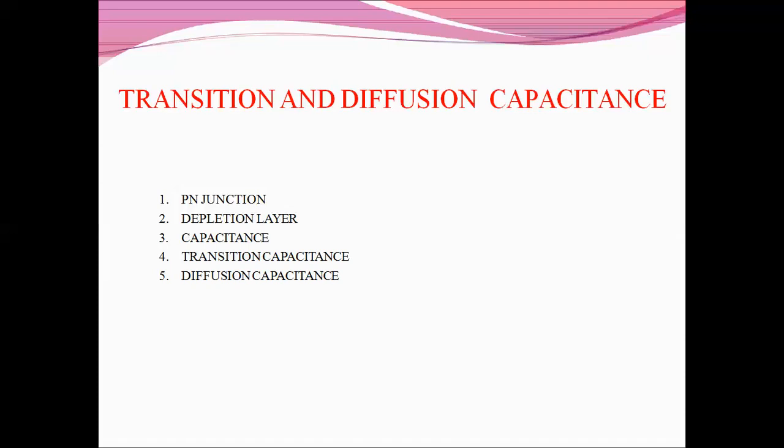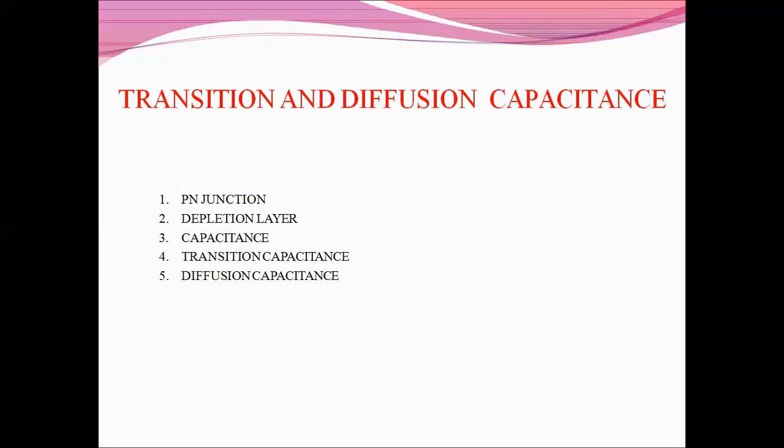In Electronic Devices and Circuits, the first unit is seen now. In the first unit, we already saw what a PN junction diode is, its structure, how it works and its principle, and the applications and advantages of the PN junction diode. So the next important topic is transition and diffusion capacitance.